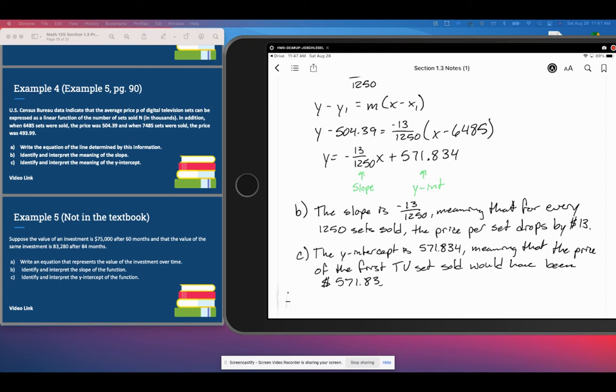That being said, moving on to the y-intercept. The y-intercept is 571.834, meaning that the price of the very first TV set sold would have been $571.83. That's it for this example. On to example 5.